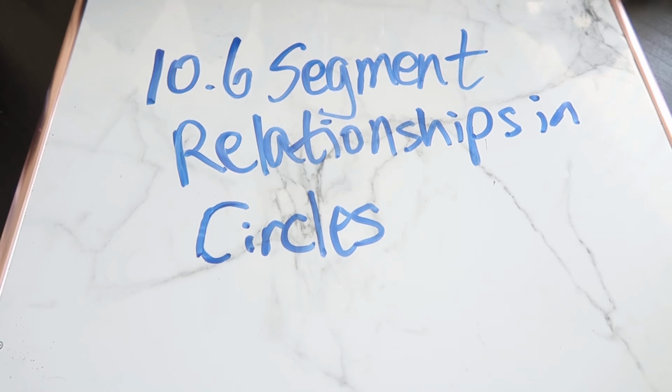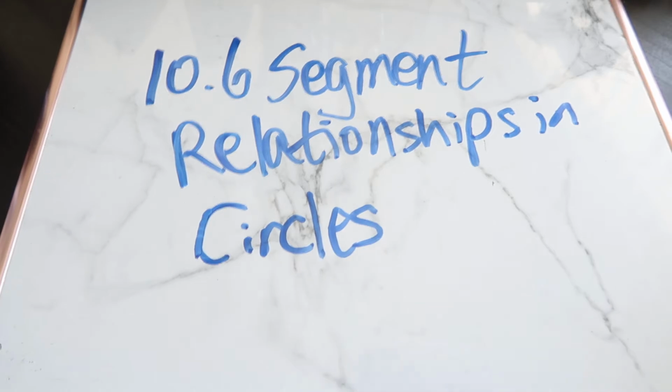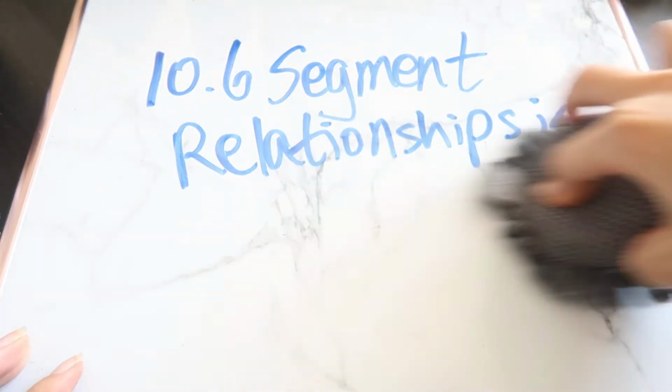So today we're doing 10.6, segment relationships in circles, and we have 3 theorems to cover, which will give you 3 different formulas to use. So let's get started. Number 1 is called the segments of chords theorem.